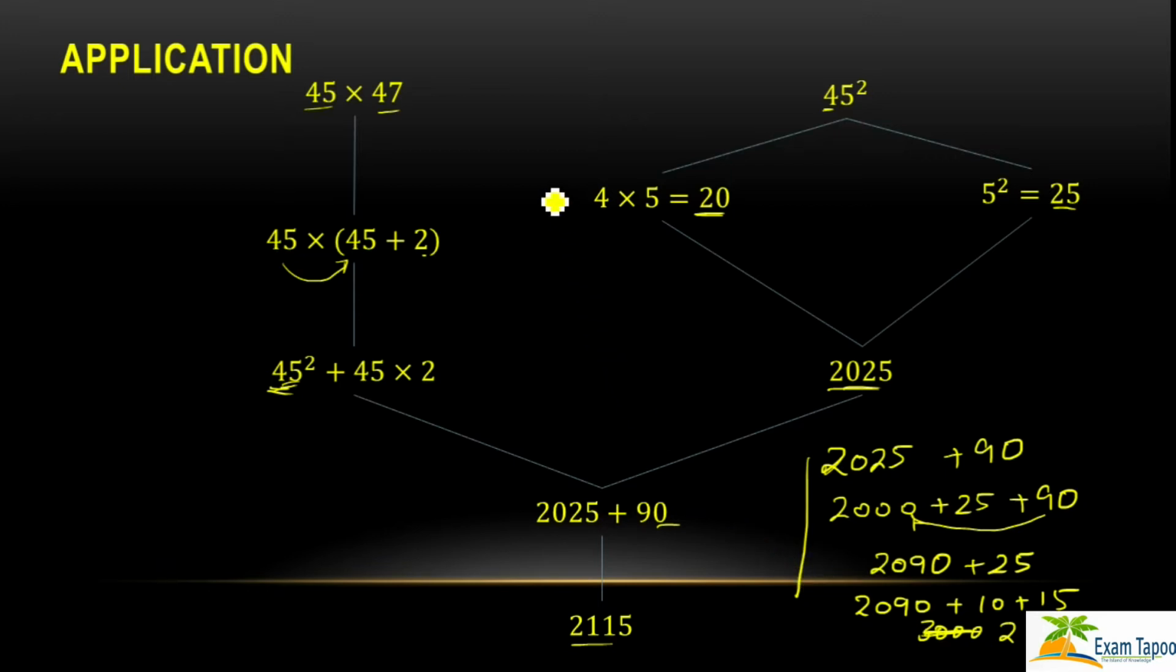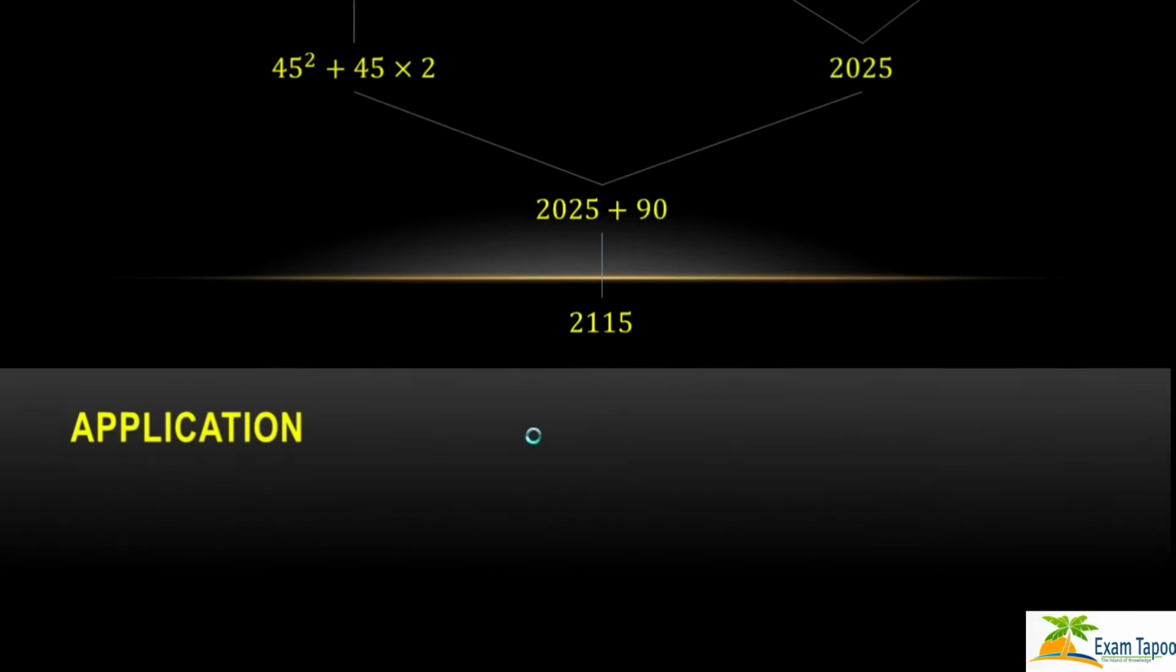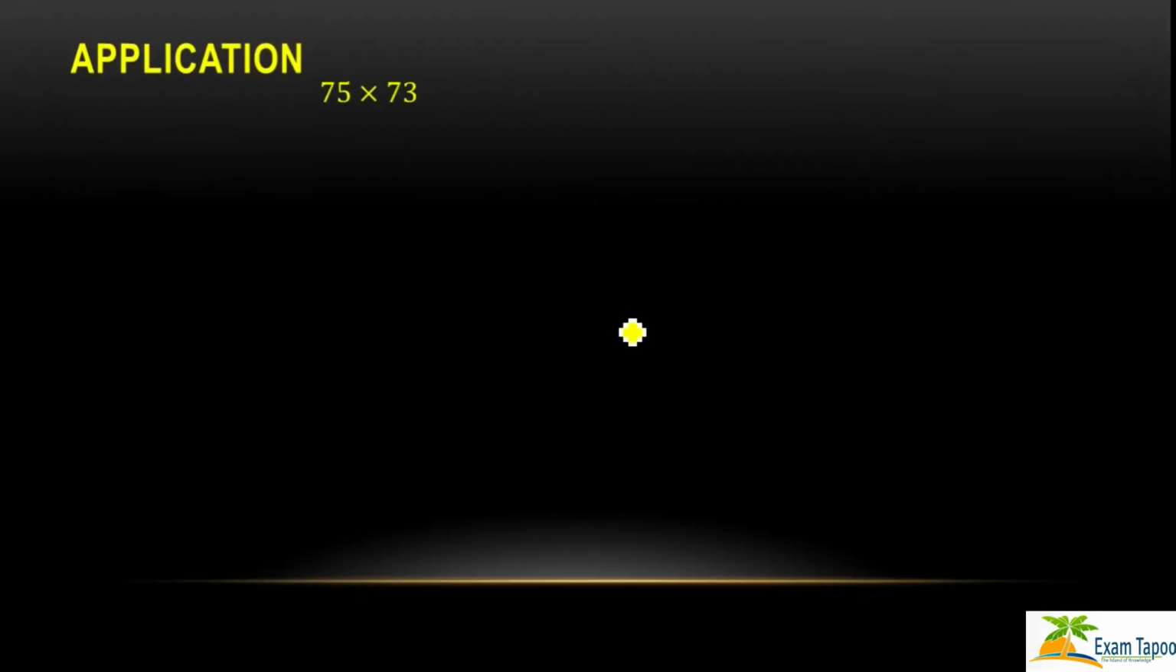So what you can see, 45 times 47, I simply expanded this calculation. I thought of it from another angle, and I used the technique of squaring to calculate the square of 45. The result of this is 2115. Okay, so let's move to another example. The next example is 75 times 73.